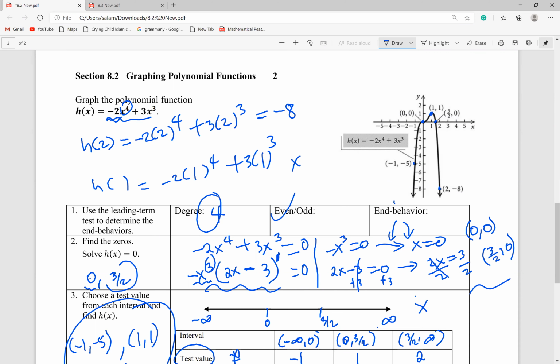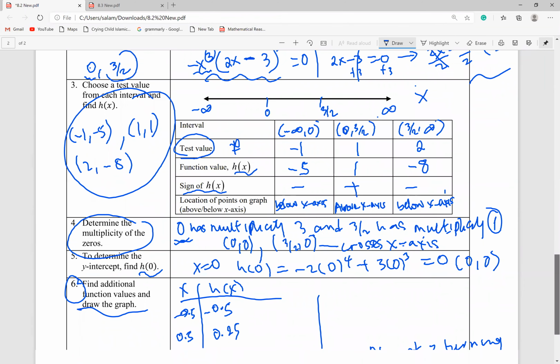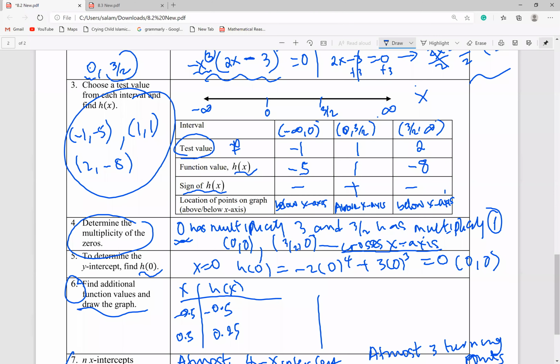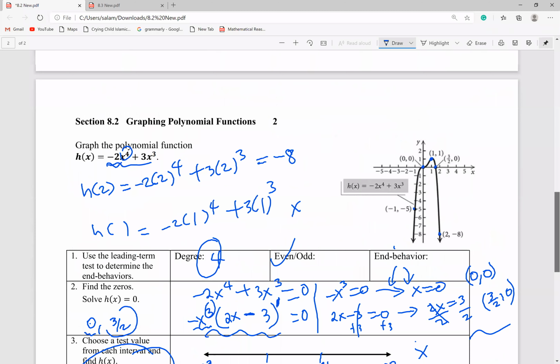And if you remember, we talked about multiplicity here. So we say that at 0, 0 and 3/2, 0, it's gonna cross the x-axis. You will see that at that 0, it's gonna cross the x-axis. So this is just telling you that this is odd multiplicity. You can see at this point it crosses the x-axis, and at 3/2, 0, it also crosses the x-axis. And those are the x-intercepts, where it intercepts the x-axis, okay?